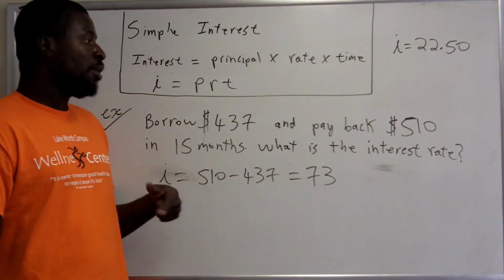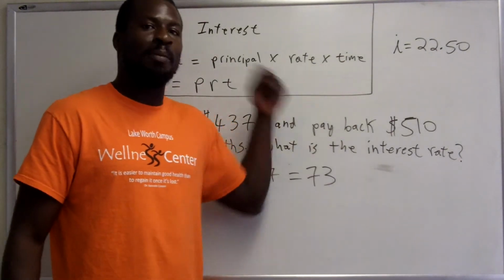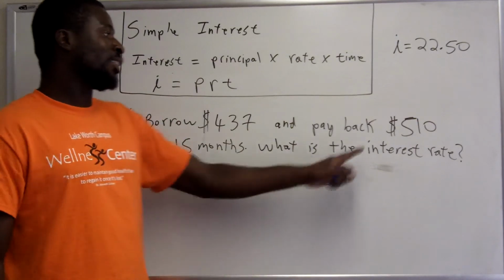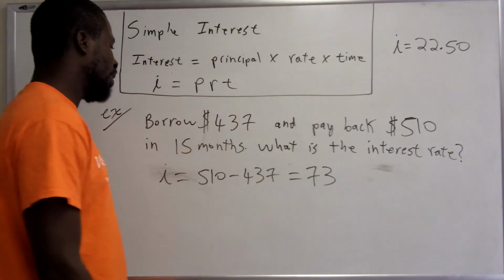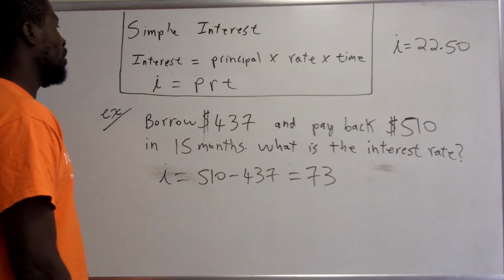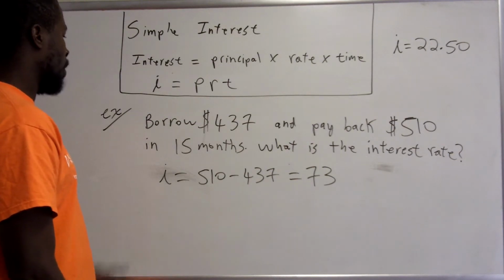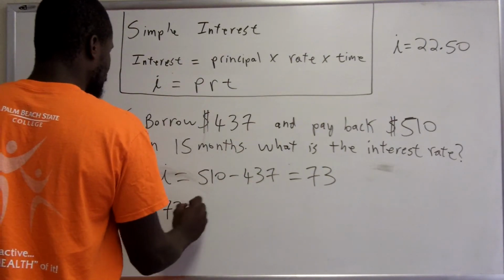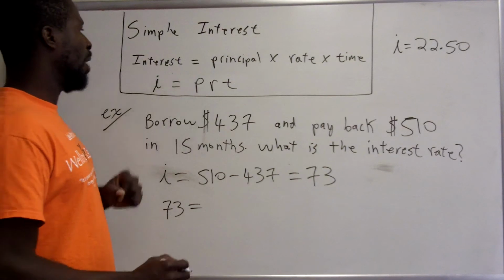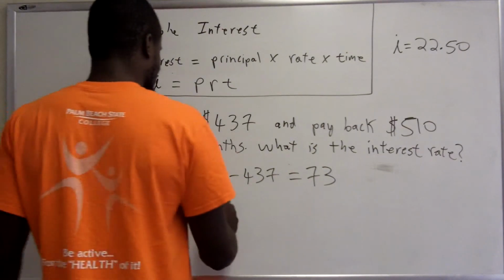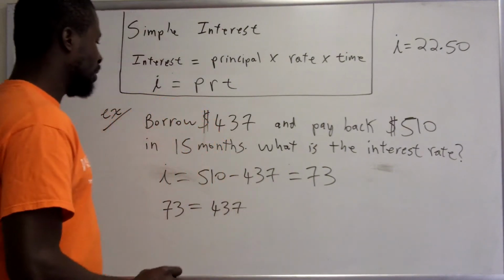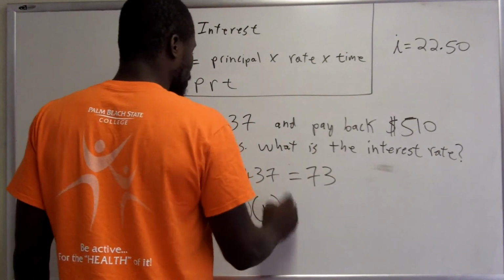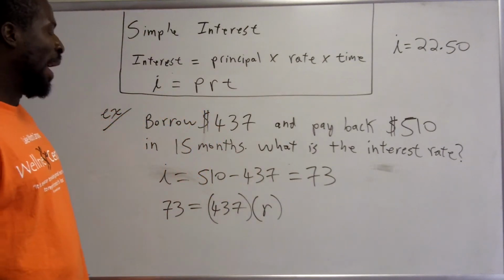$73 was paid in interest, but I'm not asking for the amount of interest. I'm asking for the interest rate. So what I need is R, the interest rate. So let's go ahead and find the interest rate by just plugging everything into this simple interest formula. Well, I know the interest amount is $73, that's I. And that's equal to the principal, the amount of money that I borrowed, $437, times the rate. Well, the rate is what I'm looking for, R, multiplied by the time.